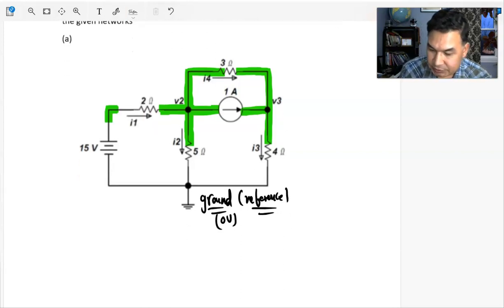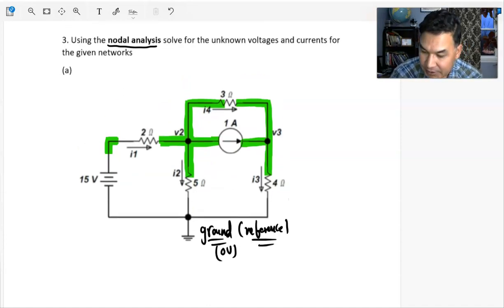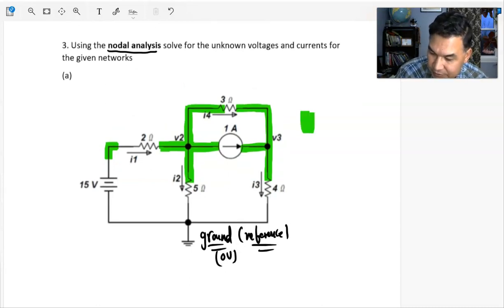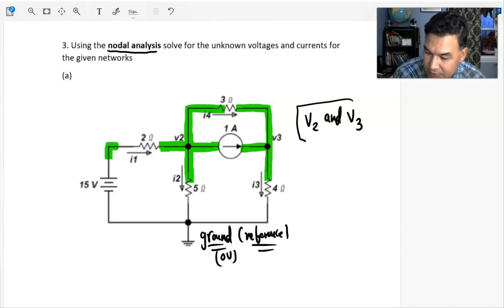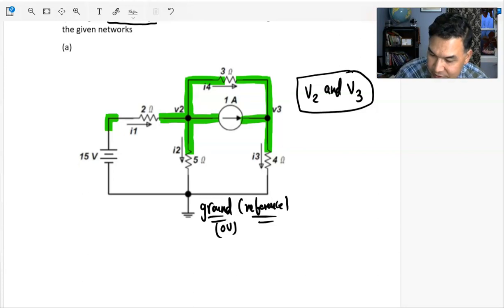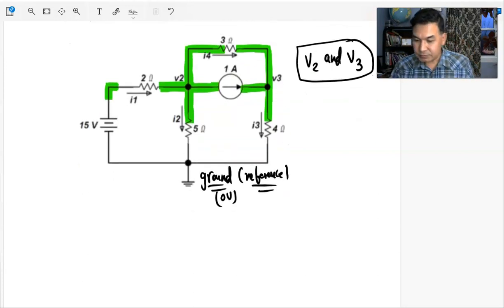So let's do that. That's the technique: first choose your reference point, then figure out all the unknown nodal voltages, and then solve using Kirchhoff's current law. V2 and V3 are the 2 unknown voltages. Once you find V2 and V3, then you can find all the currents using Ohm's law. So let's first try to figure out V2 and V3.